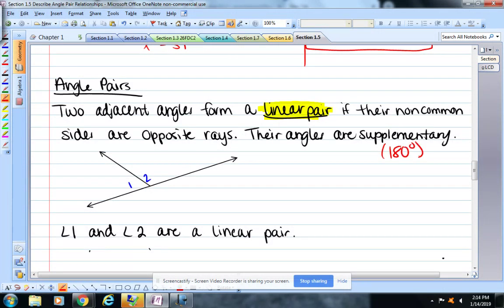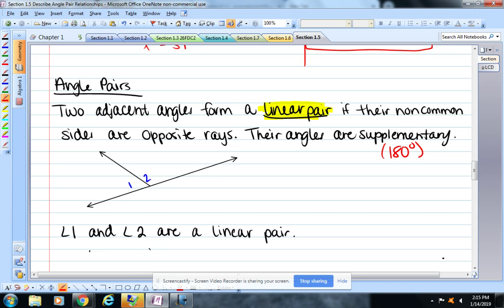So here's an example. Angle 1 and angle 2. They're adjacent, which means they touch each other and they lie along a singular line. So they are called a linear pair. So anytime you hear me say linear pair or it forms a line, you need to think supplementary, which means 180 degrees. Correct?